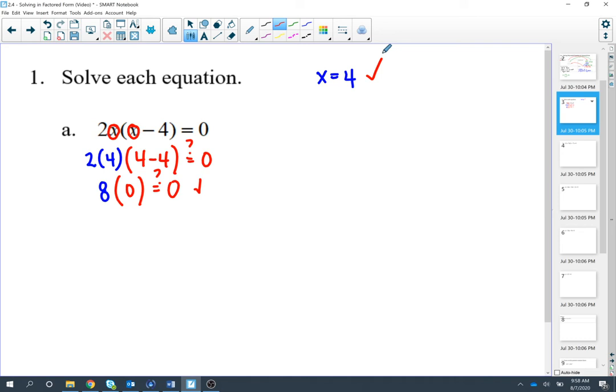But then I say, okay, wait a minute. Is there another solution? And at this point, some people get it, some people don't. This is where we start to struggle. So this is where I go back and remind you of that zero product property.